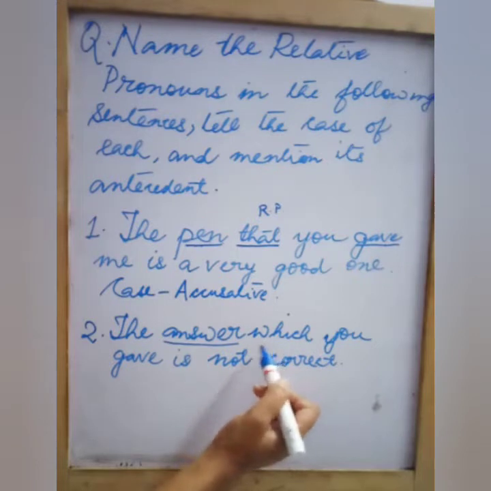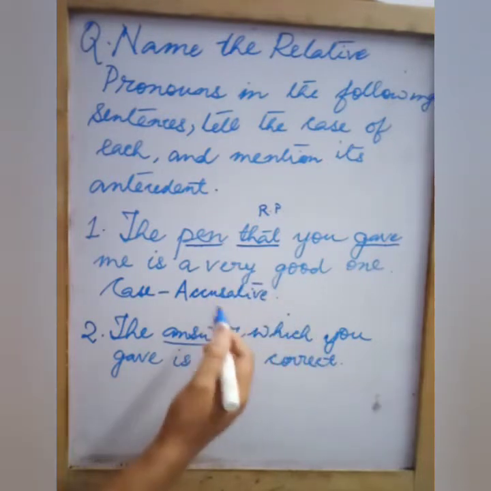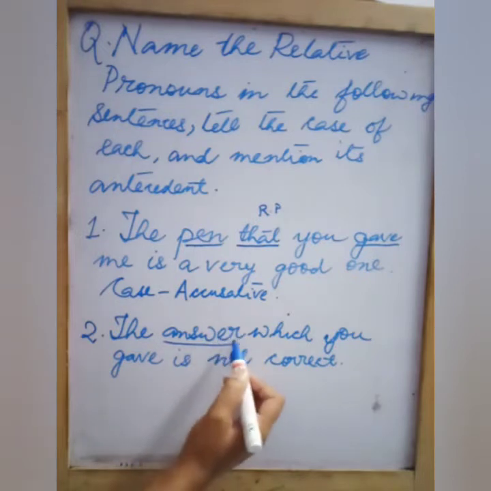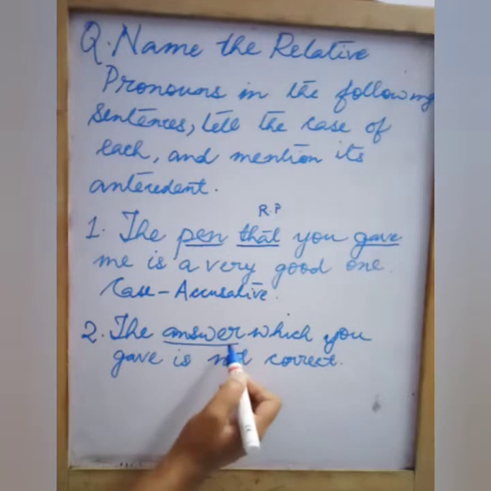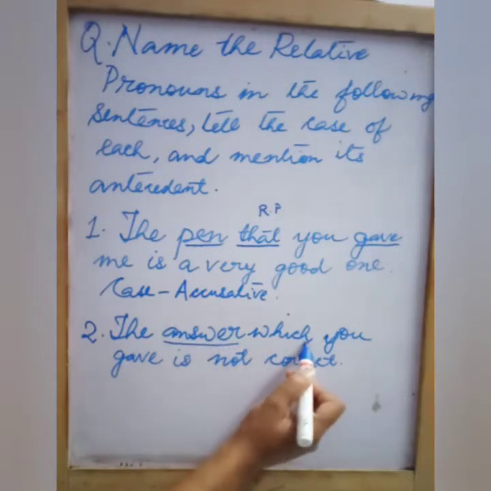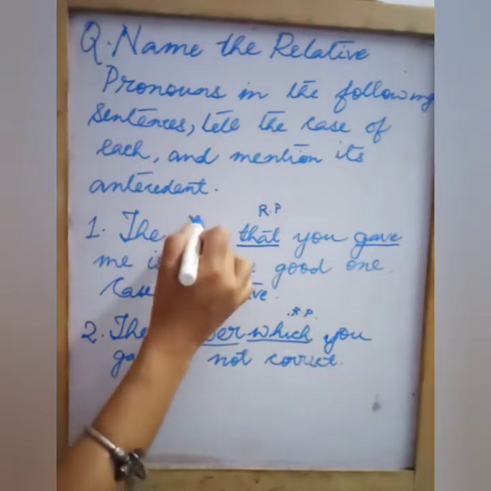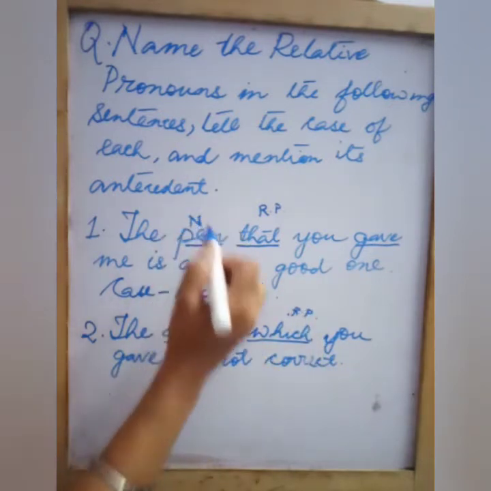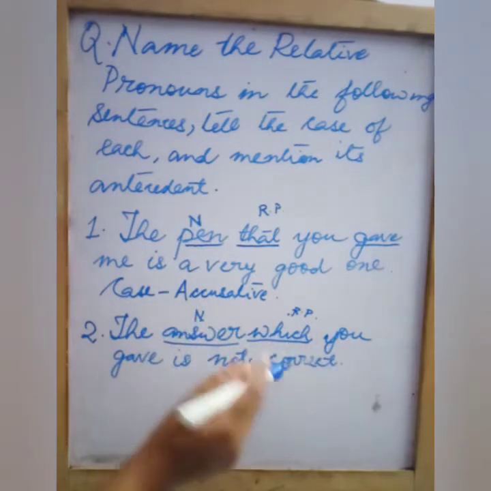So the pronoun is which? Because a pronoun speaks about the noun, it replaces the noun. The answer which. What does which signify or modify? It modifies this noun, isn't it? This antecedent noun. So the relative pronoun is this. This is the relative pronoun. This is the noun. In this sentence also this is the noun. Answer is the noun. The answer which you gave is not correct.